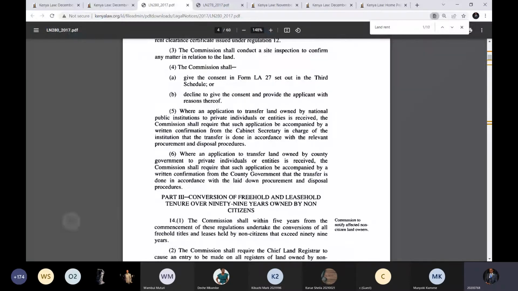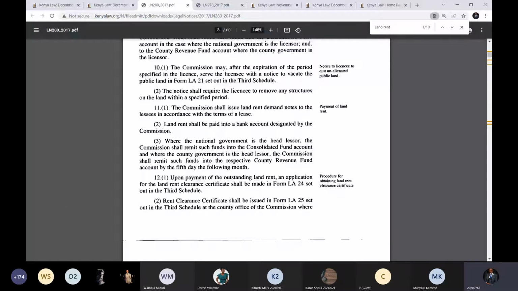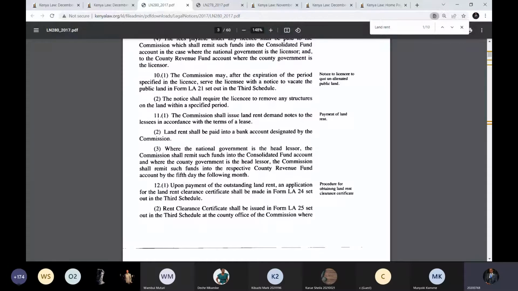So this is land rent for public land. Who do you pay through? You pay through the commission, the National Lands Commission. The commission will issue land rent demand notes to the lessees. Land rent shall be paid into a bank account designated by the commission. Where the national government is the head lessor, the commission shall remit the funds into the consolidated fund account. And where the county government is the head lessor, the commission shall remit such funds into the respective county revenue fund. So you've understood the circumstances where you pay land rent to the county government and where you pay it to the national government. That's the process of paying land rent. It's as simple as that.